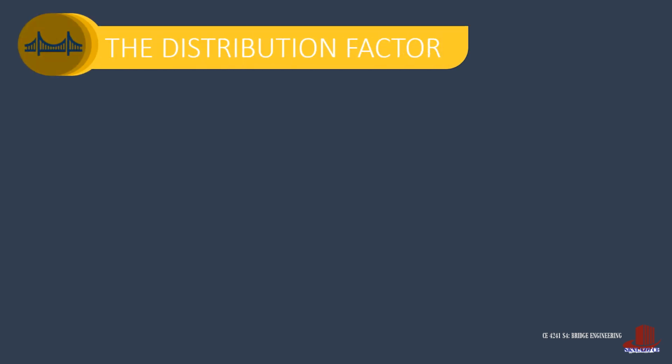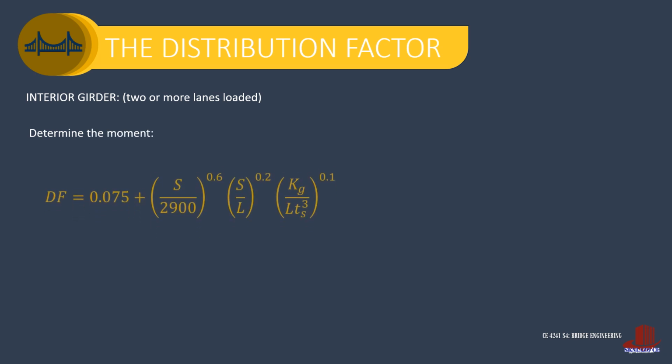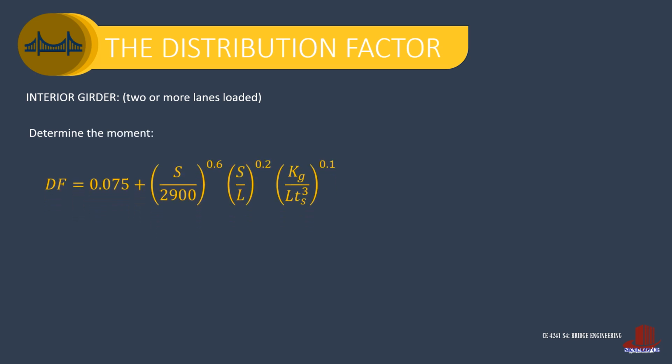The shear and moment we computed are the total lane values. What we need to do next is to take the distribution factor to know how much each girder carries. By analyzing the interior girder using 2 or more lanes loaded, the distribution factor for the moment is as shown, where S is 1.75 meters, L is 23 meters, and deck thickness is 280 mm. Kg is the longitudinal stiffness, which we still need to find.